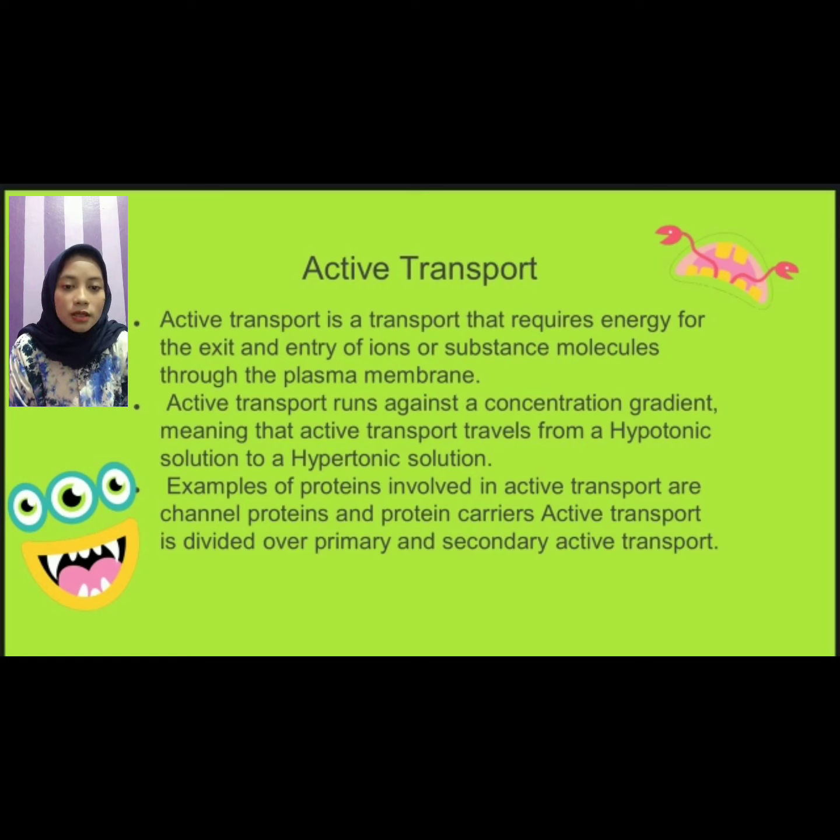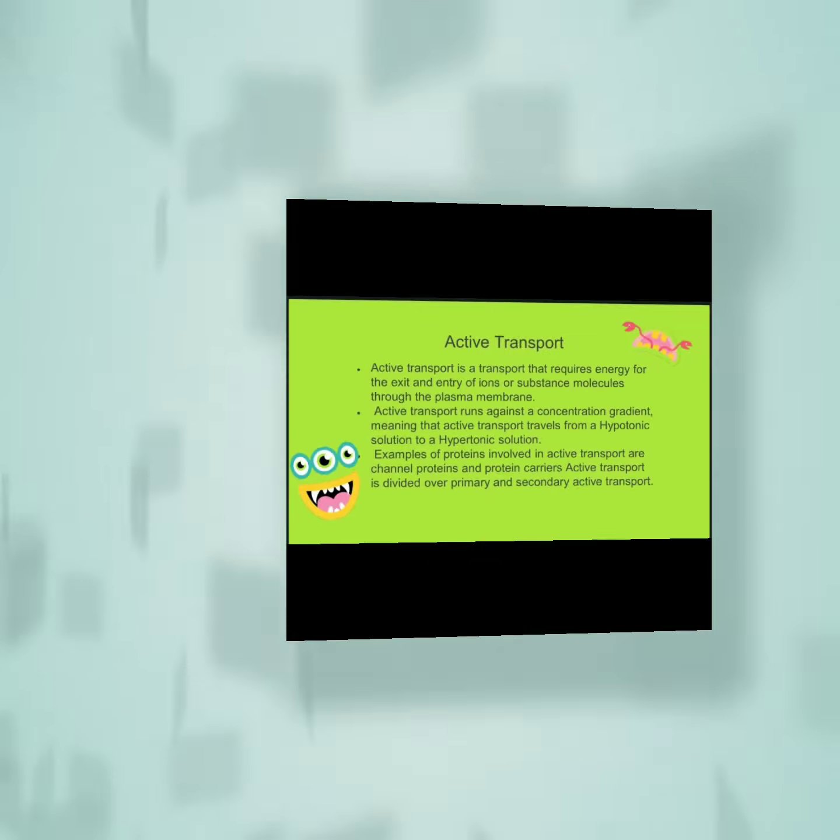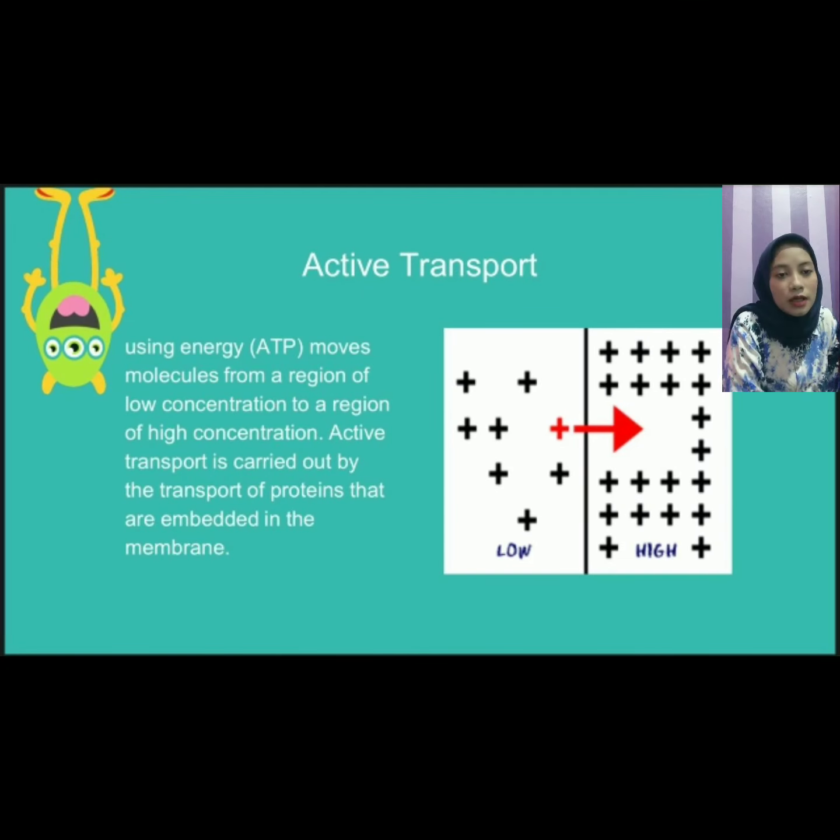Active transport is divided into primary and secondary active transport. Active transport using energy ATP moves molecules from a region of low concentration to a region of high concentration. Active transport is carried out by the transport proteins that are embedded in the membrane.